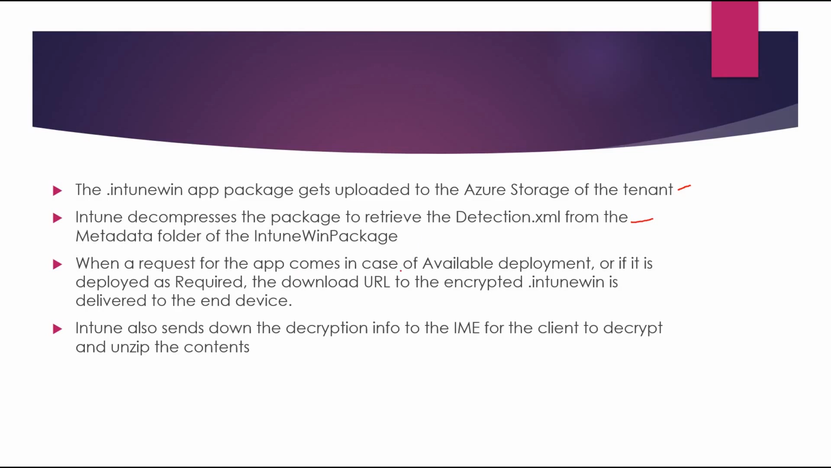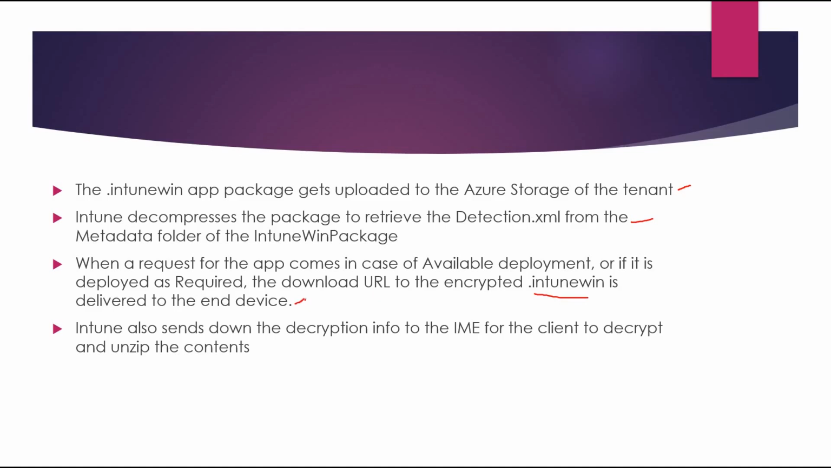When a request for the app comes in case of an available deployment, the user opens the company portal application or goes to the company portal website and clicks on that app icon. That's when the request is generated from the device end. If it's required, then it goes by default. There is no user interaction or intervention needed. So when a request comes for the app download, in case of available deployment, or if it is deployed as required, the download URL to the encrypted .intunewin file is delivered to the end device.